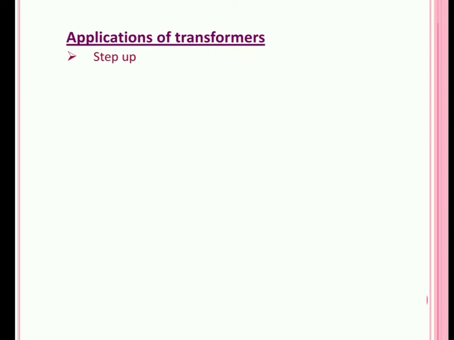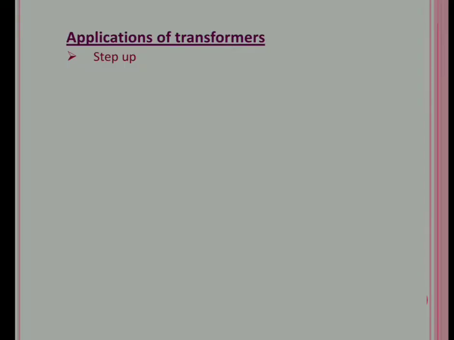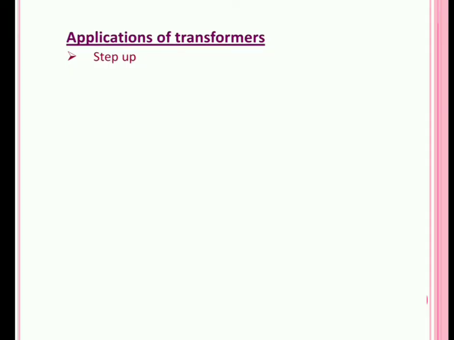So some of the applications of the transformers will be this: a step up transformer. So we are telling its uses. You also have step down. Step up is for transmission line purposes, where high voltage has to be transmitted, put onto the cables for power transmission over long distances. Then step down for applications in our electronic devices.